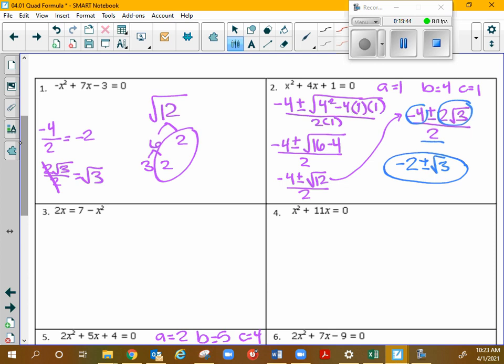Okay, so your task is just to complete 4 more of the problems on that page. 4 more, and then you can be done for the day.